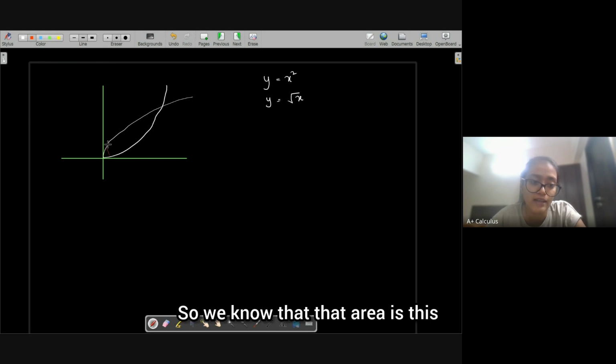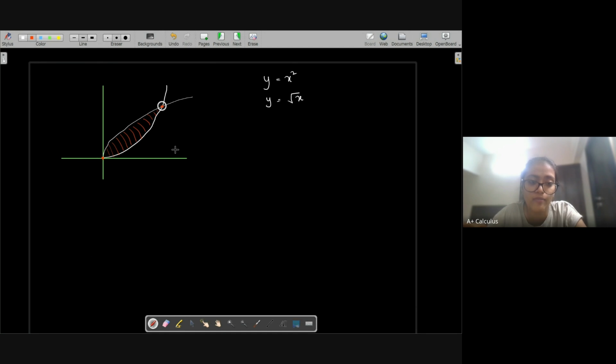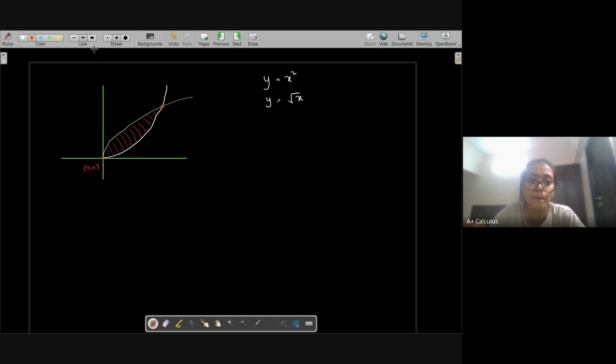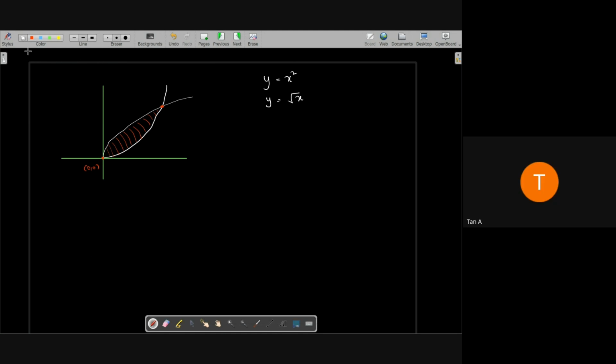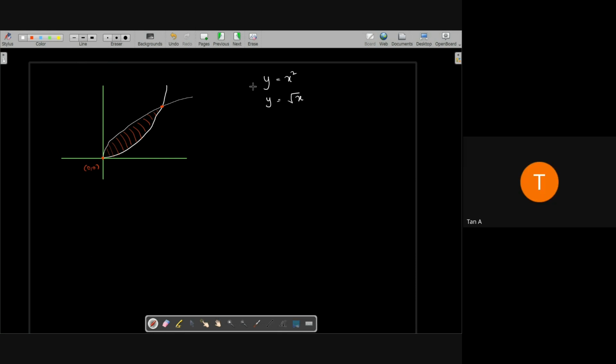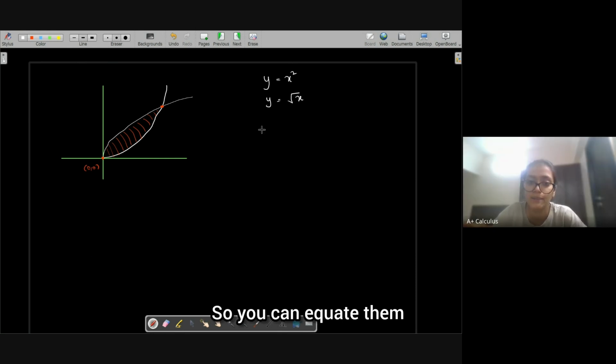So we know that that area is this. First of all, you will have to find out the bounds. So this point and this point. This point we know it is 0, 0. And how will you find out this point? This is the point of intersection. So you can equate them. To find out the point of intersection, you can equate them.